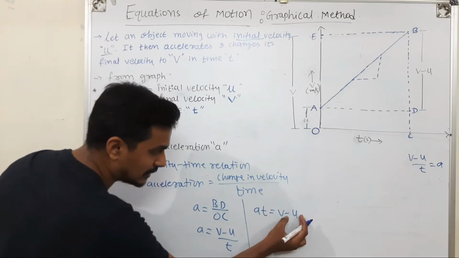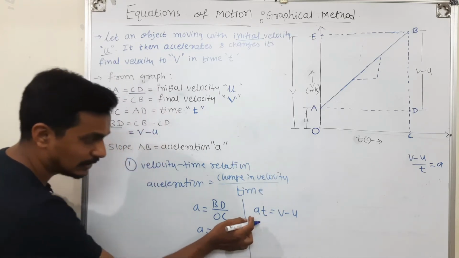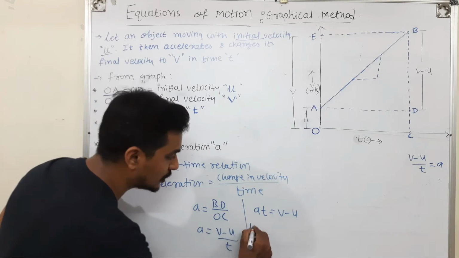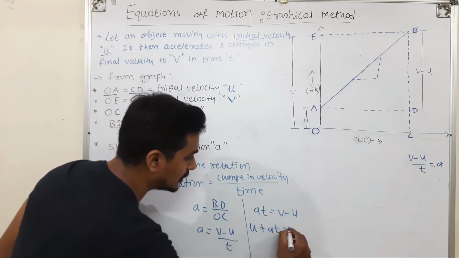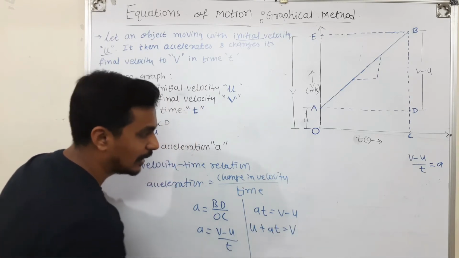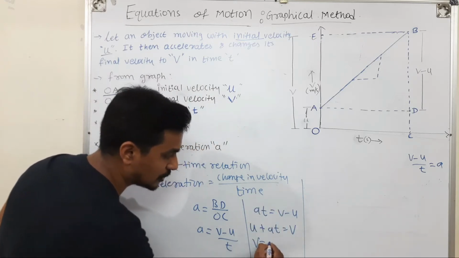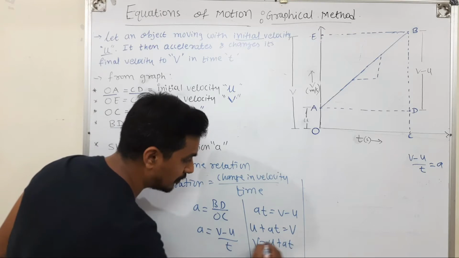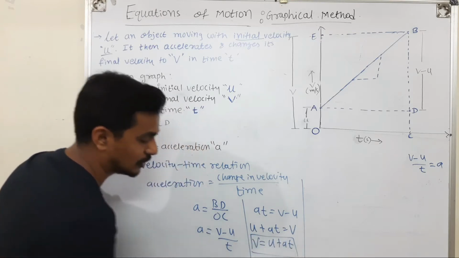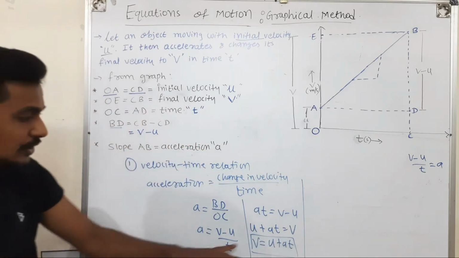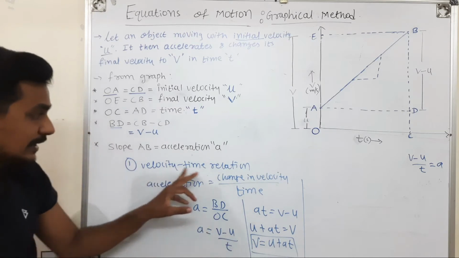Now if I take this minus U towards the left side, then it becomes U plus AT is equal to V, or I can write V is equal to U plus AT. Both are the same. So this is the first equation of motion, which is the velocity time relation.